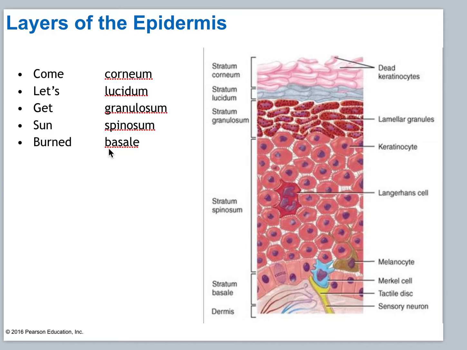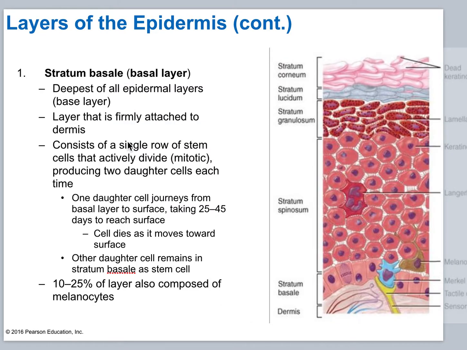So if I ask you a question about a splinter stuck in the skin, what layers of the epidermis does the splinter go through in order? You'd need to say corneum, lucidum, the stratum granulosum, stratum spinosum, and the stratum basale. We'll look at these layers and what is unique about them.